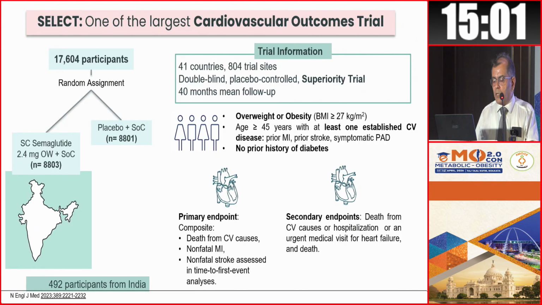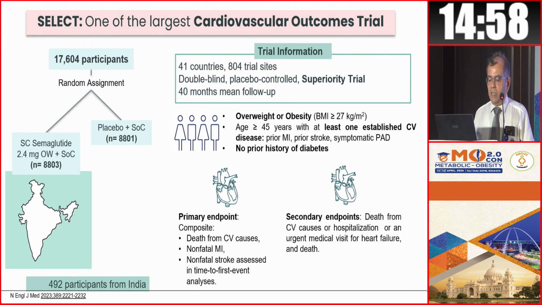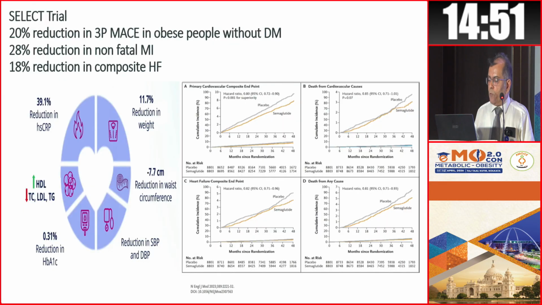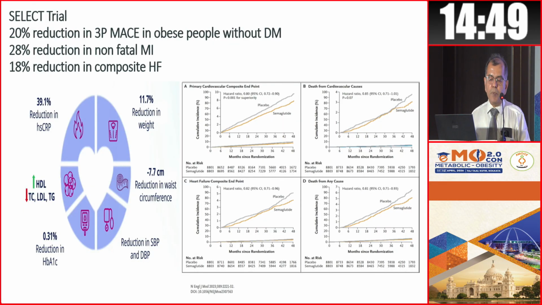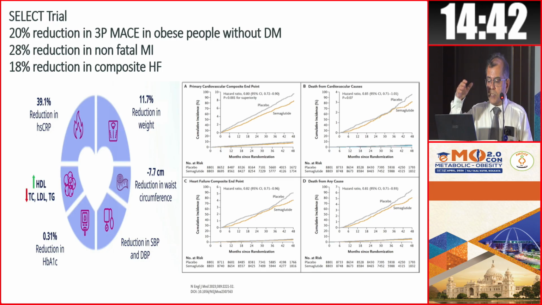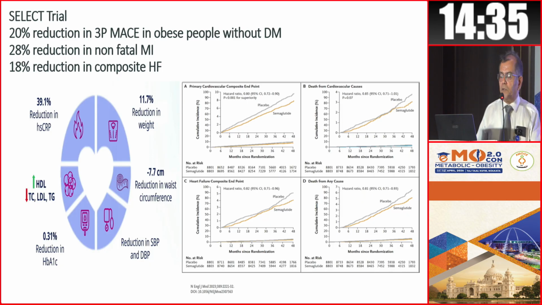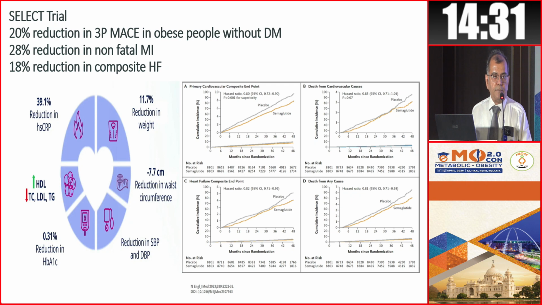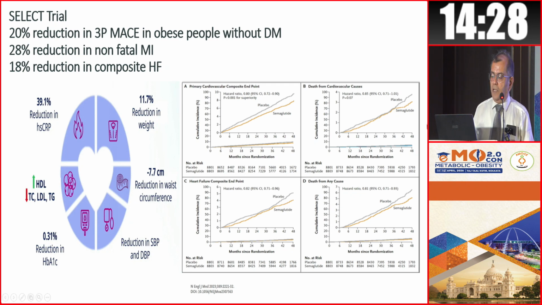Now, I feel it's probably not out of the way to talk about this SELECT trial, which was one of the largest cardiovascular outcome trials, 41 countries, more than 17,000 patients. And what we saw in that SELECT trial was a 20% reduction of the 3-point MACE in obese people without diabetes. So this improvement did not come by glucose control. It came primarily by the reduction of obesity. There's a 28% reduction in non-fatal MI, an 18% reduction in the composite heart failure. So this is all RCT data.